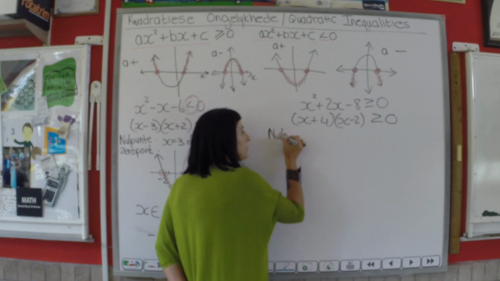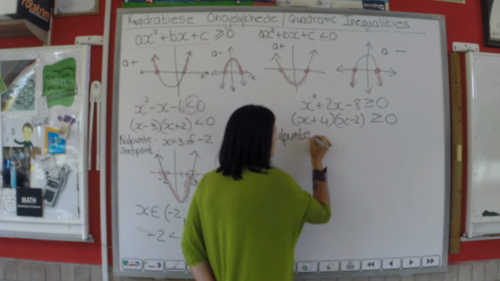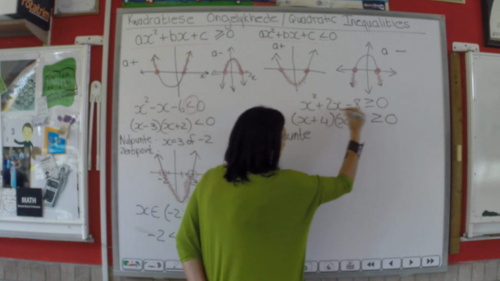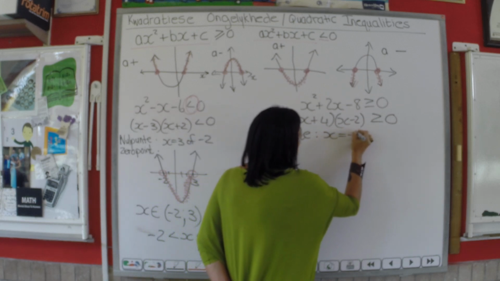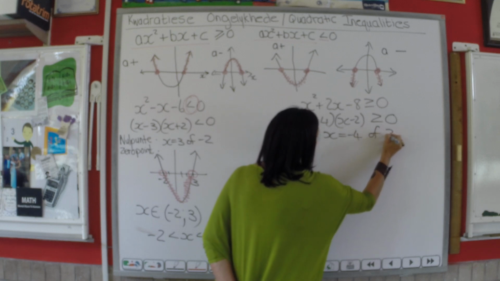Nulpunte, remember to write this word, otherwise you can't just, in the story of your sum, change it to an equals to. So your 0 points, wat jou gaan help om jou skets te teken.